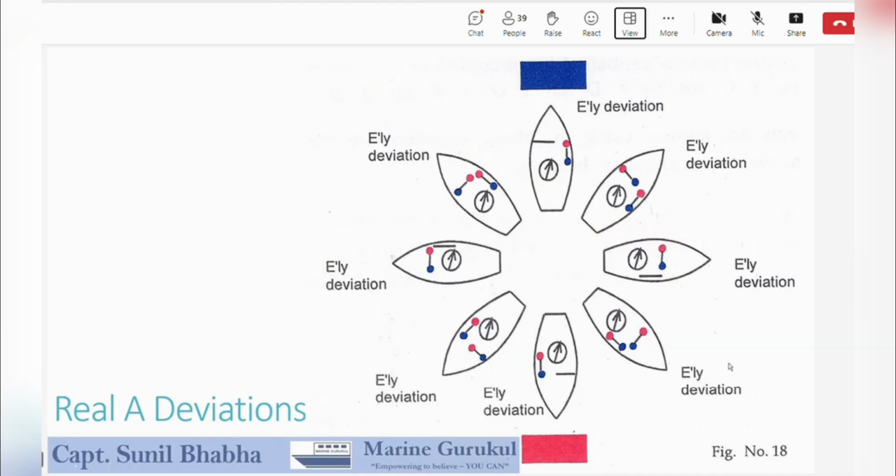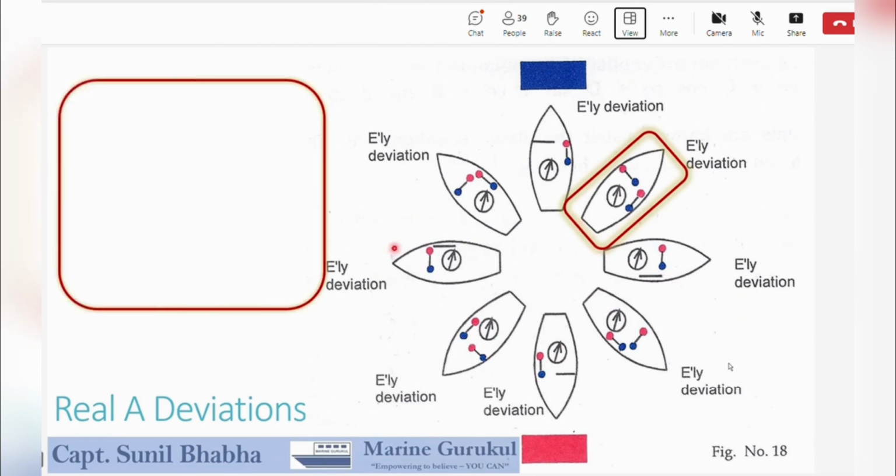Now let's see a third scenario with the ship heading in the northeasterly direction. With the ship heading in the northeasterly direction, how does the deviation behave? Let's zoom into this diagram of the ship. On the left side, you see the zoomed in diagram of the ship.